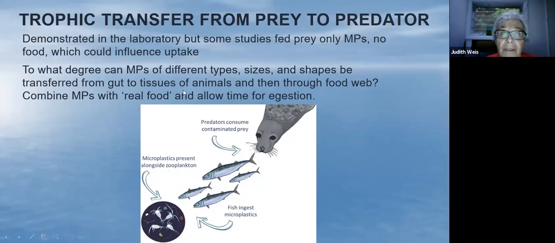An important issue is what's called trophic transfer, when an animal accumulates some of the microplastics and then gets eaten by a predator, and then they get eaten by a next level predator. So to what degree can microplastics of different types, sizes, and shapes be transferred to the gut of tissues and then through the food web? And this is, I think, important studies that are just beginning to happen.